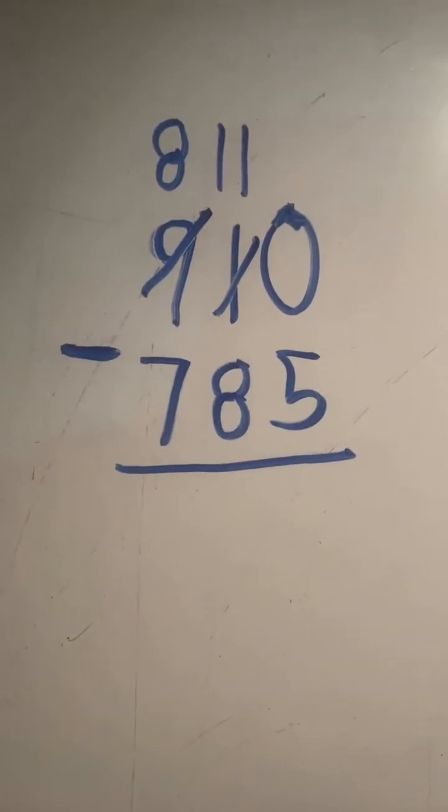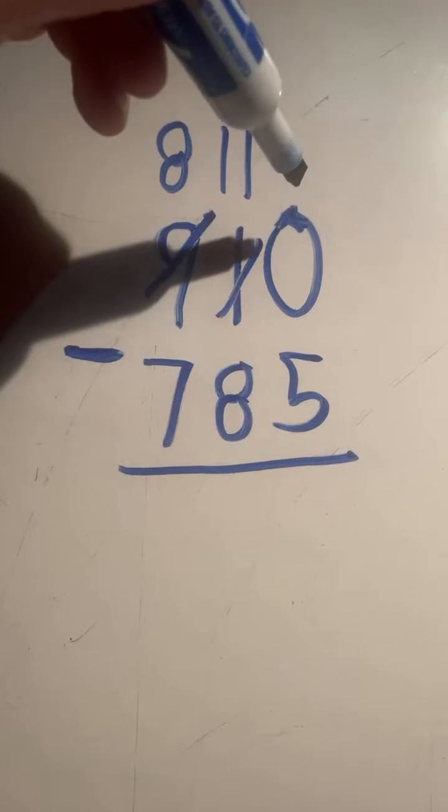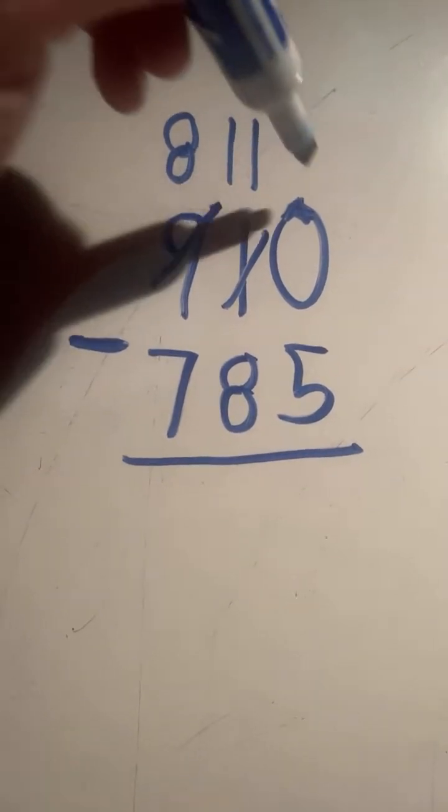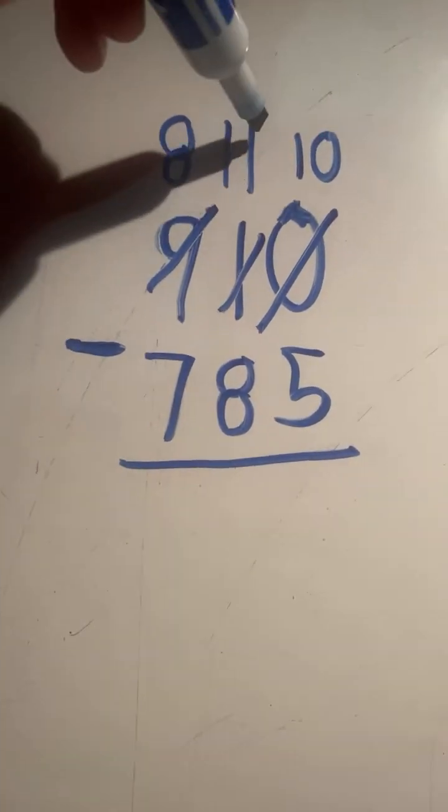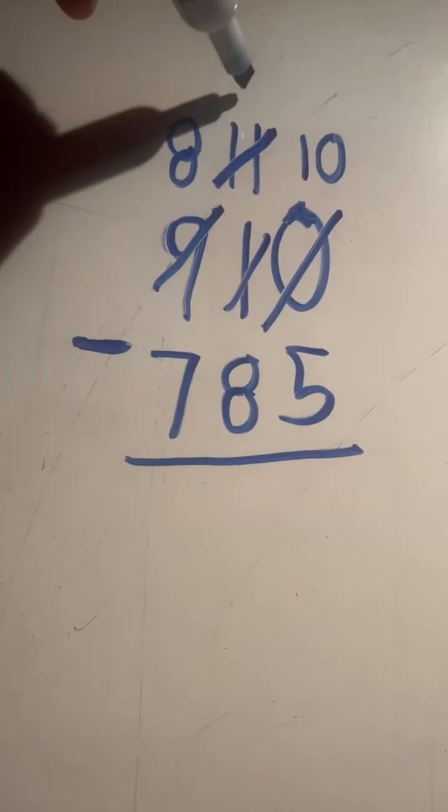Now we have to add a 10. We got to take a 10 from the tens place and add it to the ones place. So the 0 in the ones place is going to become a 10. And the 11, we're going to take away 1, and it's also going to become a 10.